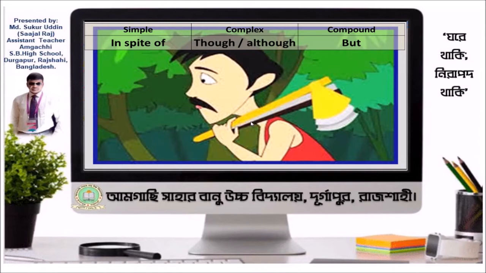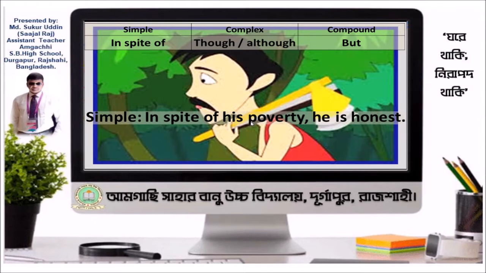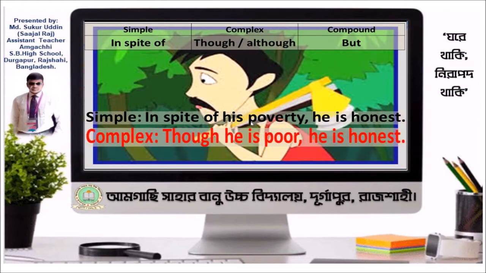Simple, complex and compound. Here we will discuss "in spite of" for the simple, "though" or "although" for the complex, and "but" for the compound sentence. Okay. So let's see the first simple sentence: In spite of his poverty, he is honest. Though he is poor, he is honest. Here, "he is poor": poor is an adjective and poverty is a noun. So, if we use "though", we use an adjective instead of a noun. Okay, and "he is honest" is the principal clause, and "though he is poor" is the subordinate clause.